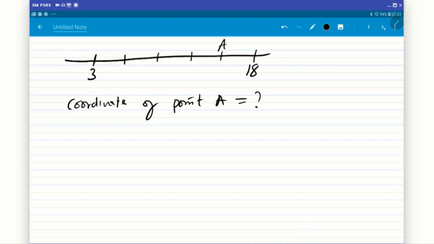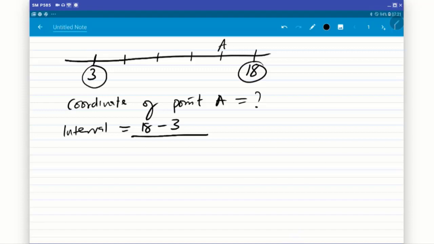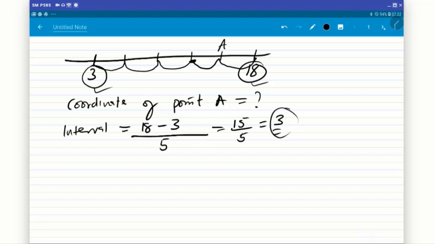All I need to do is find the difference between these 2 coordinates given to me. So the interval will be equal to 18 minus 3, divided by the number of intervals between this 3 and this 18. The number of intervals will be 1, 2, 3, 4, 5. So that means I have 5 intervals, which gives me 15 over 5, and that will give me 3. So it means the interval of this number line is 3.